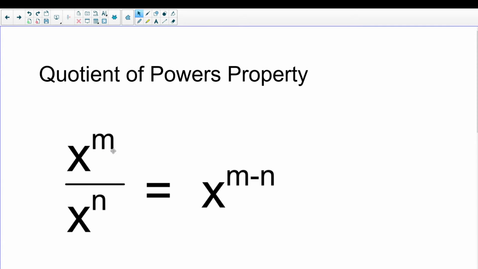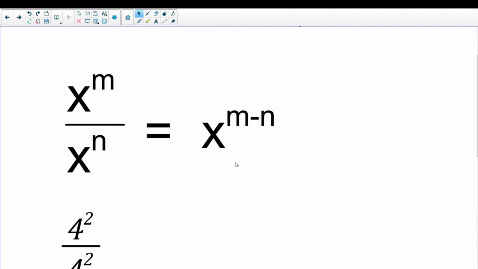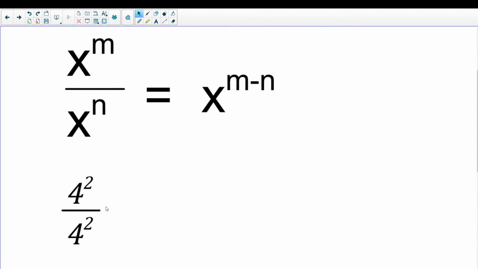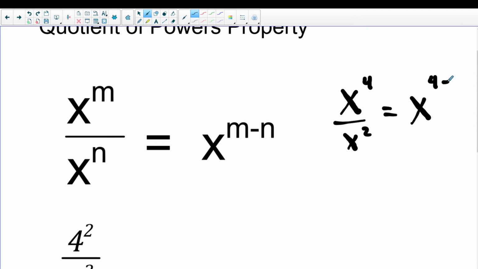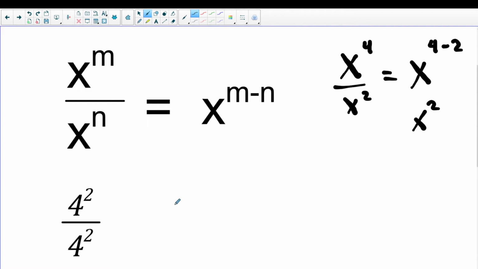Okay, so we have looked at the quotient of powers property, and that simply says if I'm dividing expressions with exponents that have the same base, I can simply subtract the exponents. We've looked at some examples of that. For example, if we did x to the fourth over x squared, we would get x to the 4 minus 2 power. You subtract those exponents, and it would just be x squared. We've looked at some other examples of how to reason through that, and x is canceling out and so forth.